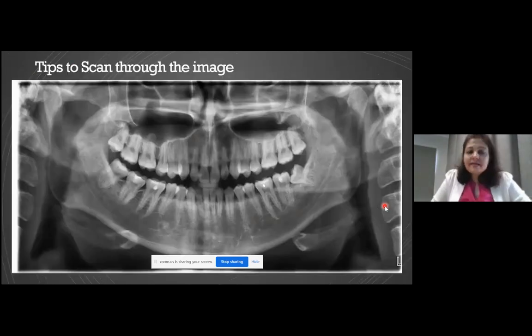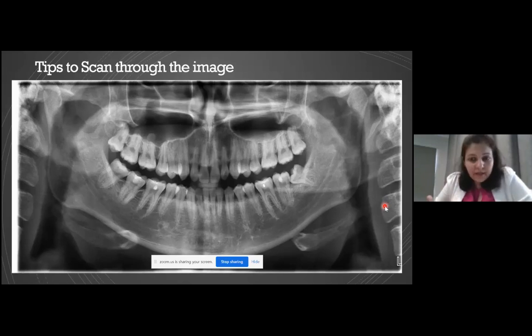Okay, so there are very important tips when you scan through the image. I hope you can all see clearly. At any point in time, if you cannot see, please ask the organizers. You can write in the chat box, or you can just unmute yourself and tell me what the issue is so that I can address it. Right, so I am starting off with how to look at the image.